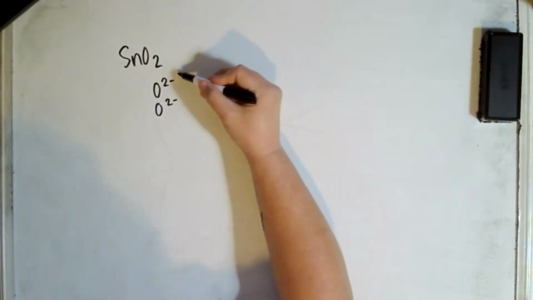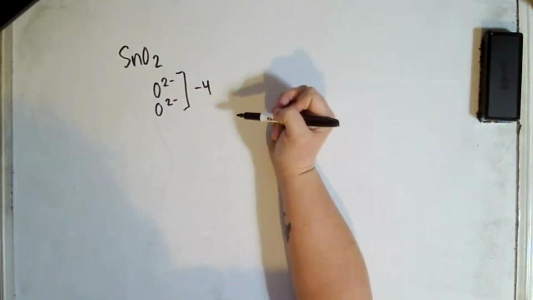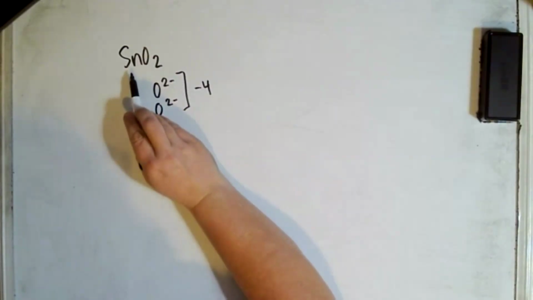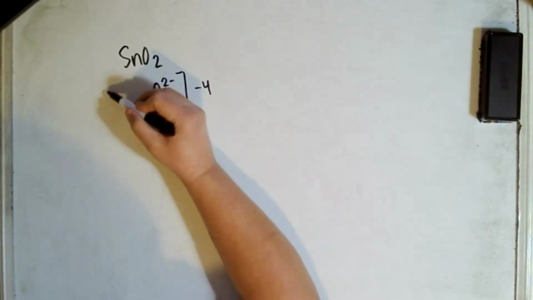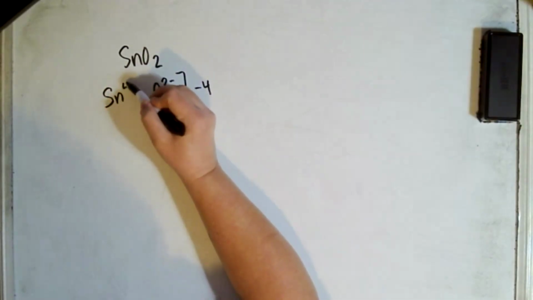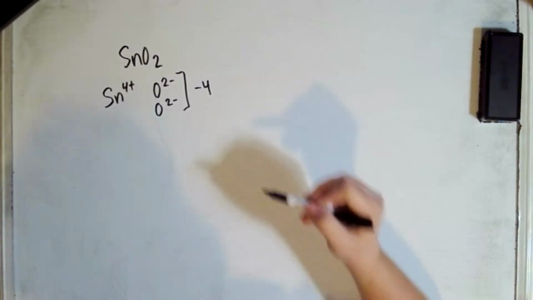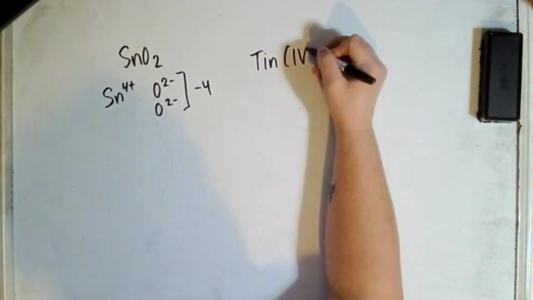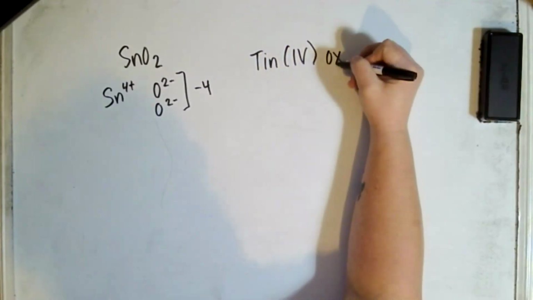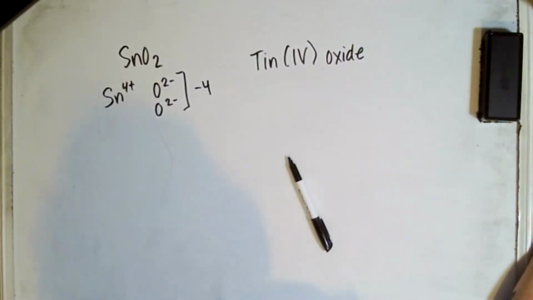So if I have two of these oxygens, then my total negative charge is going to be -4. And if I only have one tin, that's going to counteract this -4. My tin is going to have a +4 charge. So then my name for this compound is going to be tin, parentheses, 4 oxide. Okay.